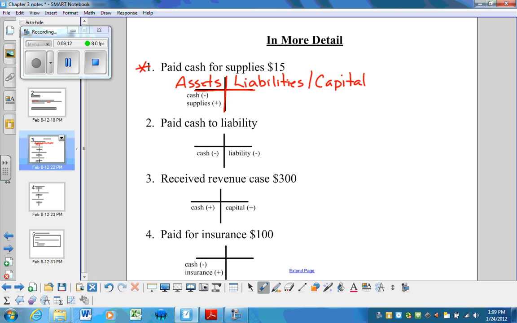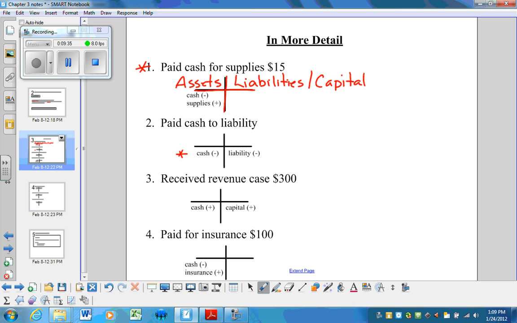Okay, so number 2, paid cash to a liability. They don't give you a name. Cash is going down. We know that's an asset. That's why it's showing it's a decrease. And your liability, you owe that company less money, so the amount that you owe them is being decreased. So that's why you'll see a decrease there.